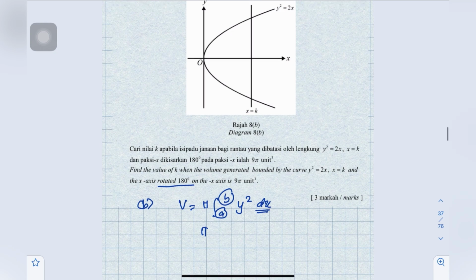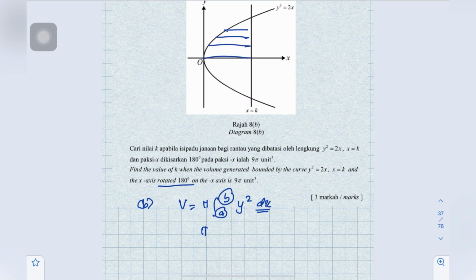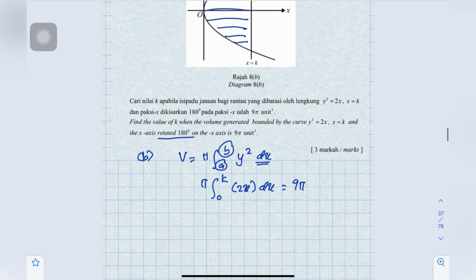Okay, so the shaded region, which one? This is the shaded region. So lower limit is 0, upper limit is k. Y squared is 2x dx equals to, they already gave 9 pi. So we can cancel off pi. So integrate 2x to become 2x squared over 2, from 0 to k, equals 9.